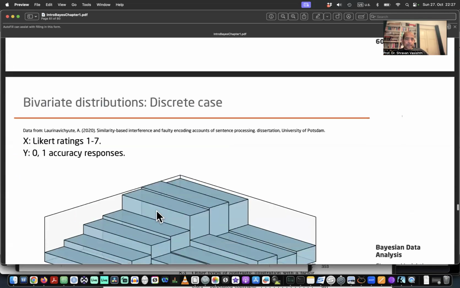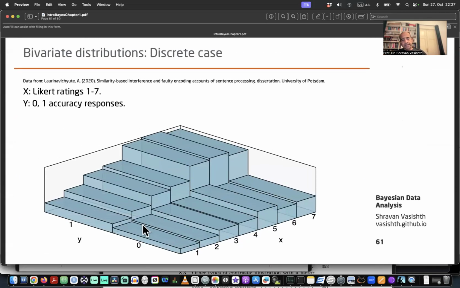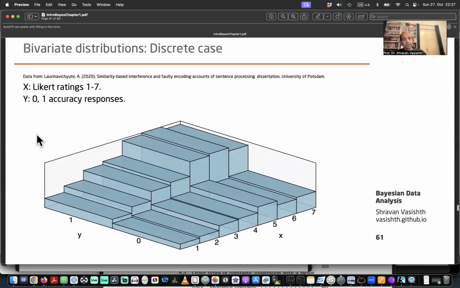Bivariate distributions have the property that, let's look at discrete distributions first. The example I've taken is from one of my students' dissertations. In each trial of this experiment, I'm getting two measurements. One measurement is a Likert rating, a discrete rating ranging from 1 to 7. The other measurement is an accuracy response, a 0 or 1 response. The accuracy response is the familiar binomial distribution. The Likert ratings are going to need a different distribution to describe them. The possible events that can happen range from the numbers 1 to 7.